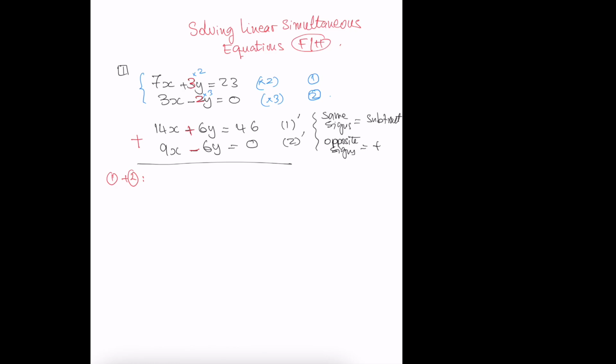Okay, so let's see how much this will be. So 14x plus 9x is 23x. Plus 6y minus 6y, they cancel each other. 46 add 0 is 46. And now you are one step away from finding the value of x. All you have to do, x equals 46 divided by 23, which is equal to 2, yeah? So we found the value of x.